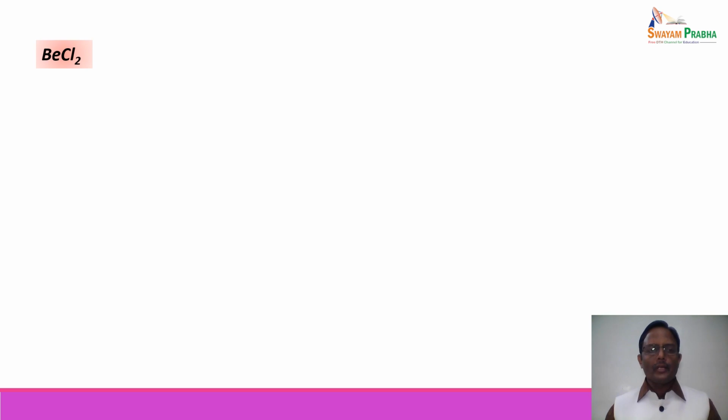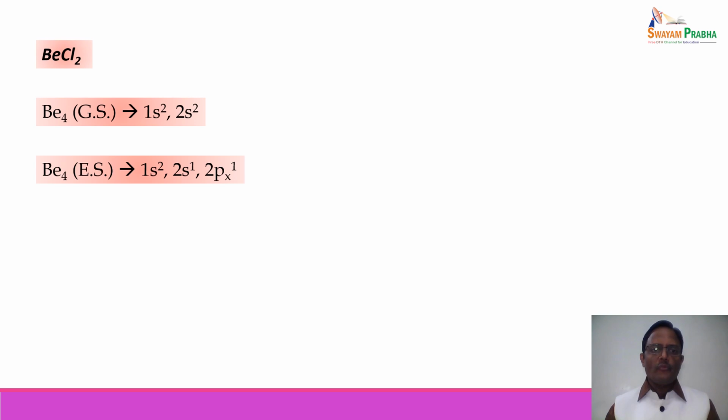The best example of sp type of hybridization in inorganic molecules is BeCl2. The central atom is beryllium with ground state electronic configuration 1s2, 2s2. When we apply the concept of hybridization to this, the first step is excitation of an electron to a higher energy level. The next higher energy level is 2p, and in 2p we can have px, py and pz.